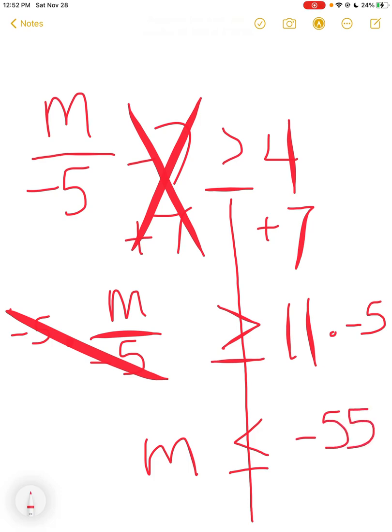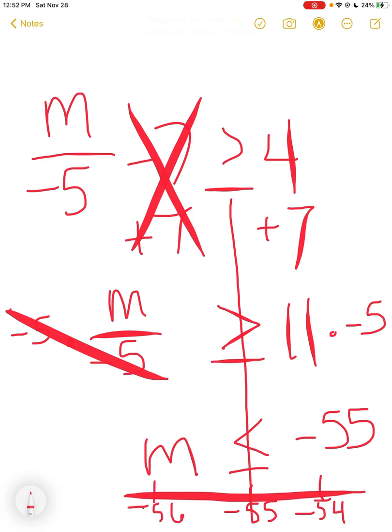If I go to graph that, negative 55 is in the center, negative 54 is a little bit larger, negative 56 is a little bit smaller. I do a shaded-in circle for the or equal to. m is less than, so I shade down towards negative 56.